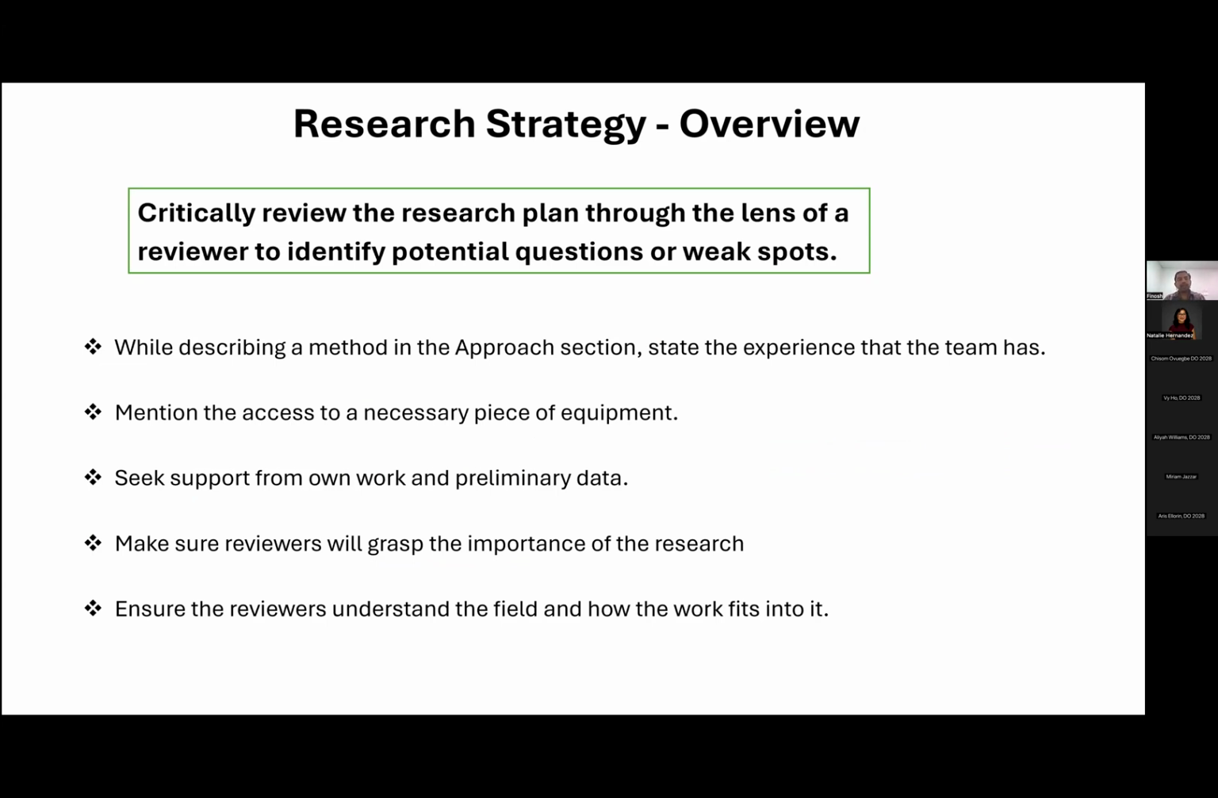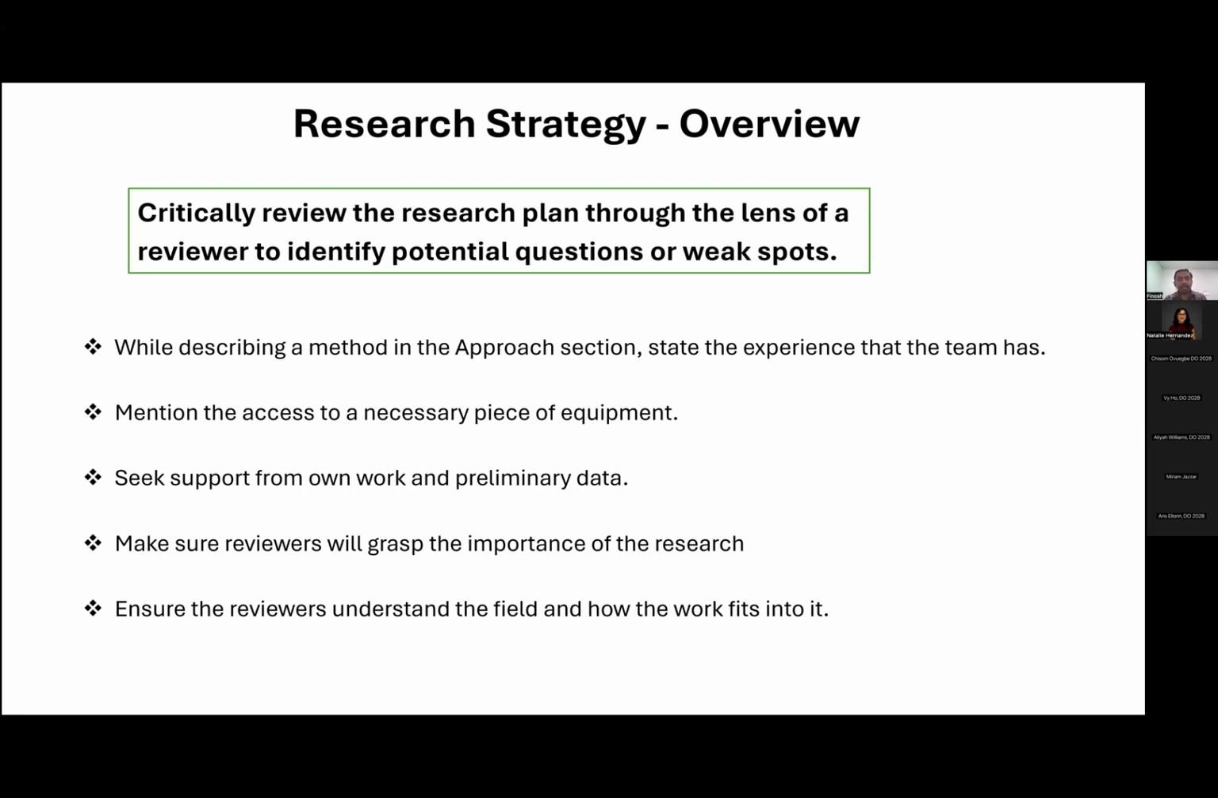And research strategy, why is it important? Because research strategy critically reviews the research plan through the lens of a reviewer. So when you articulate, always see through the lens of a reviewer to identify the potential questions and weak spots. When you write an application, if you know there is a weak spot, you yourself should be able to identify and acknowledge that, so that the reviewer is aware that you know what the weakness is going to be and you have alternative plans accordingly to address those issues.